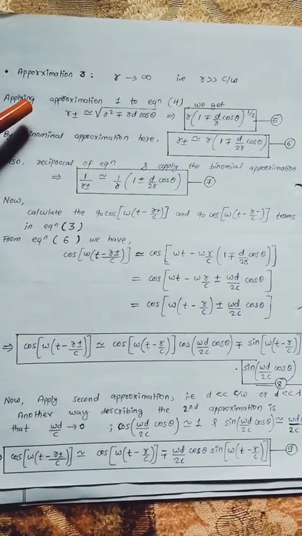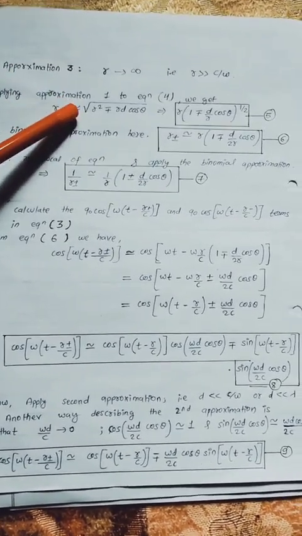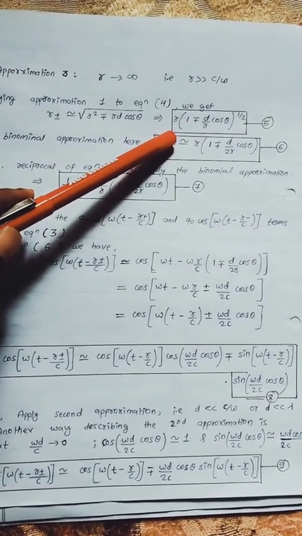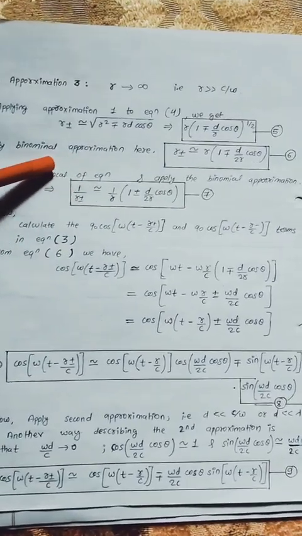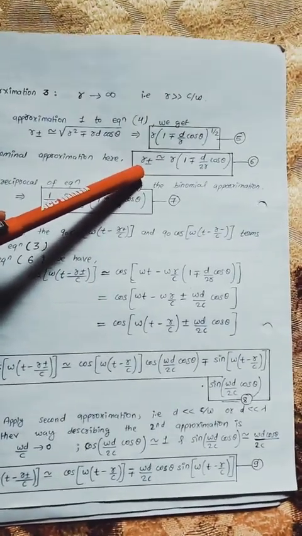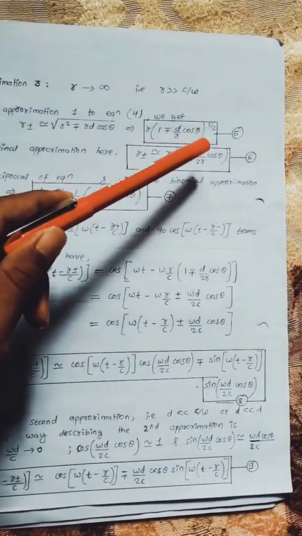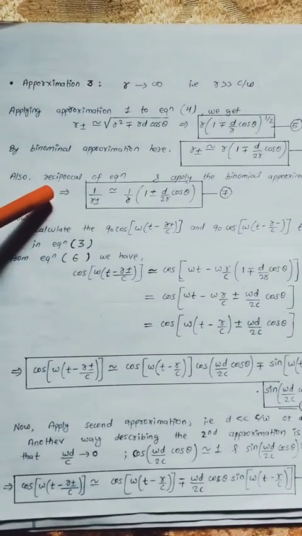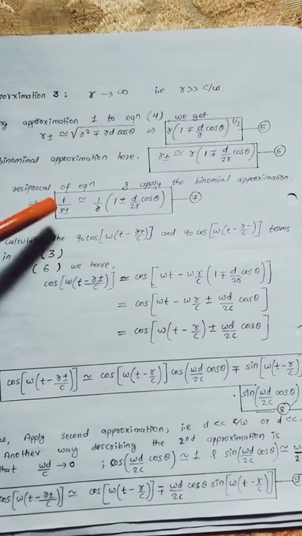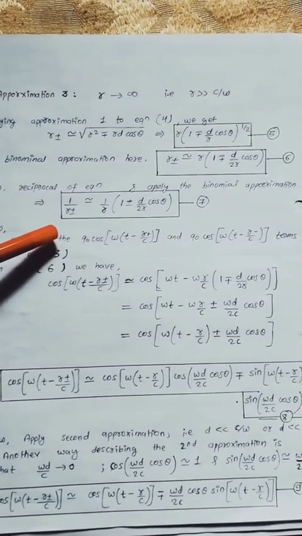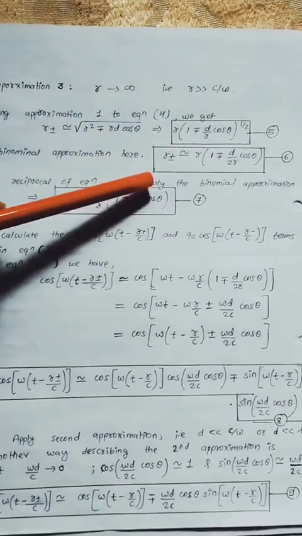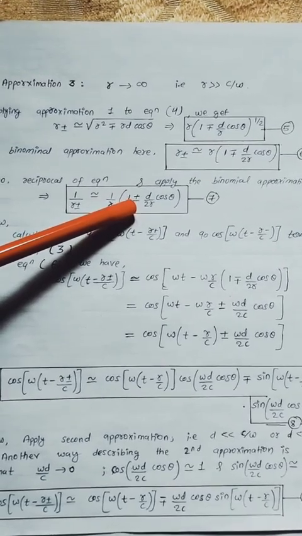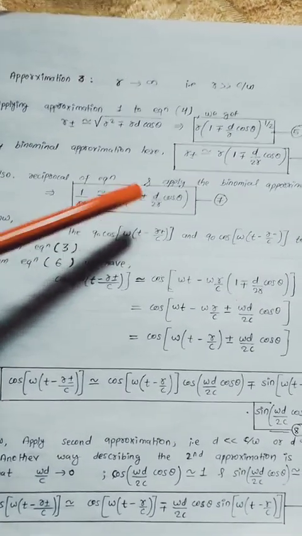Applying approximation 1 to equation 4, then we got r of 1 minus d by r cos theta. By binomial approximation, r plus minus equal to r of this. We will also take the reciprocal of the equation, applying the binomial approximation, and take its inverse: 1 by r plus minus equal to 1 by r of 1 plus minus d by r cos theta.